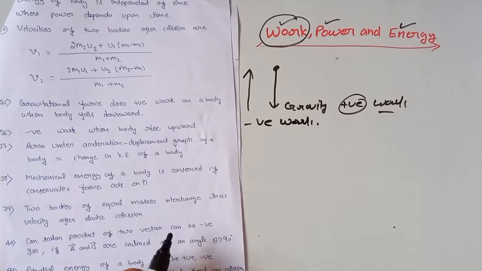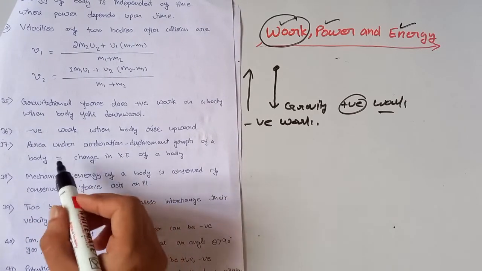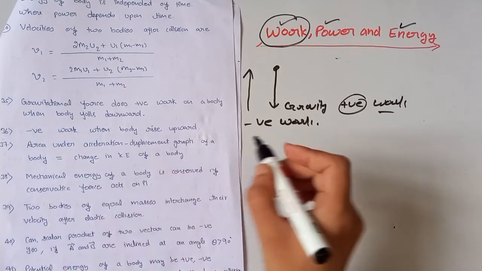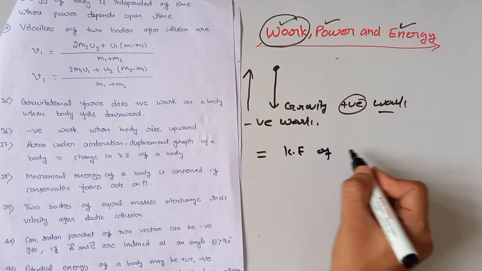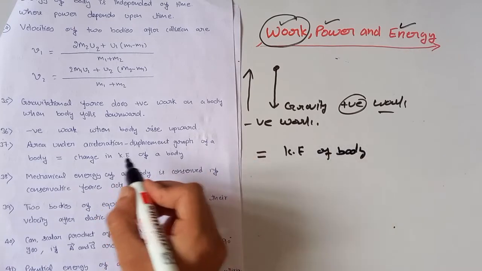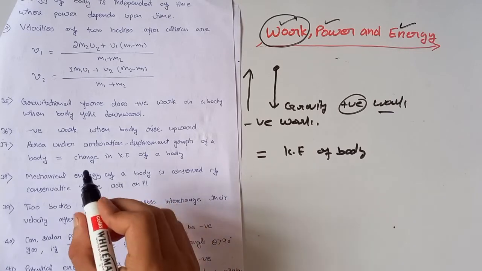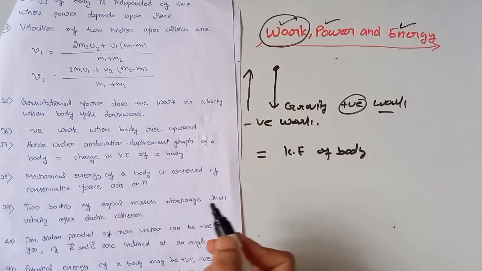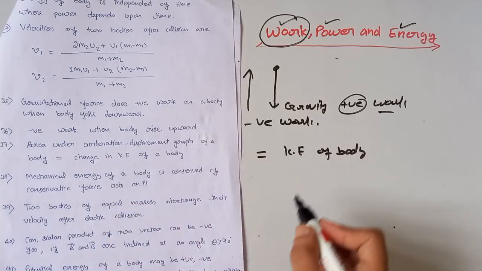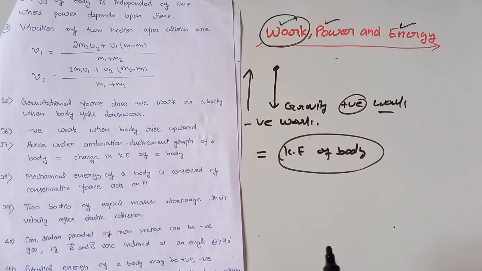Our next key point is the area under the acceleration-displacement graph of a body. The area under the acceleration-displacement graph of a body is equal to the change in kinetic energy of the body. So the change in kinetic energy of a body is given by the area under the acceleration and displacement graph.